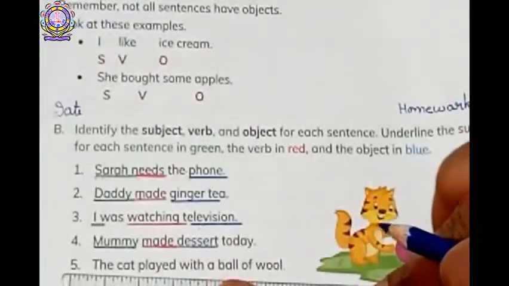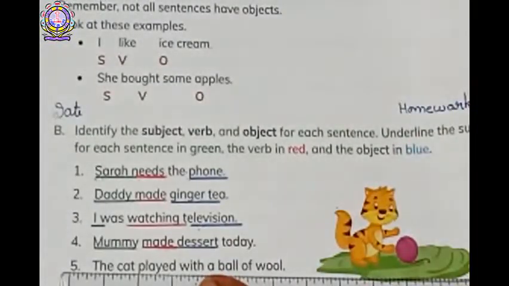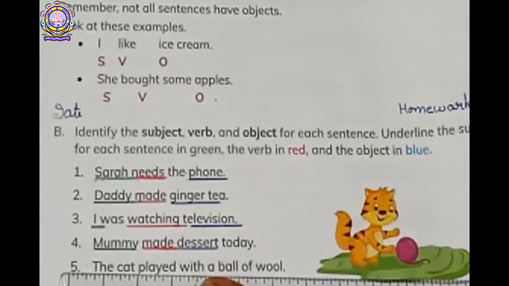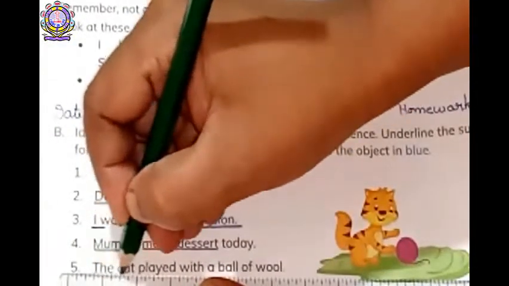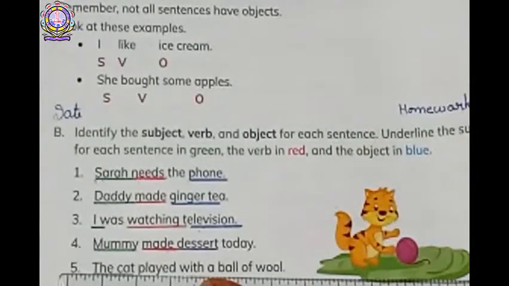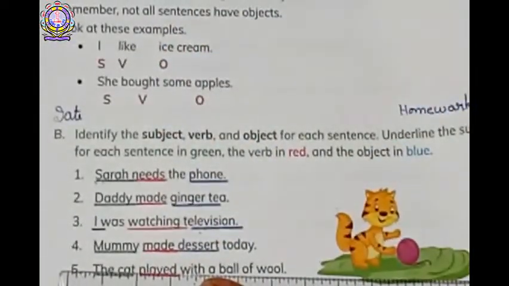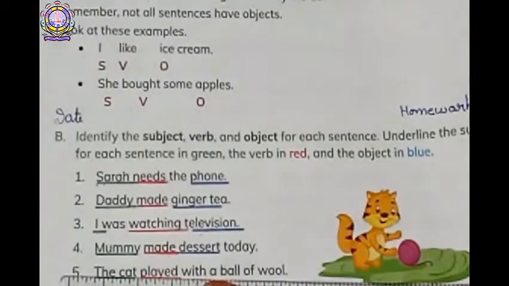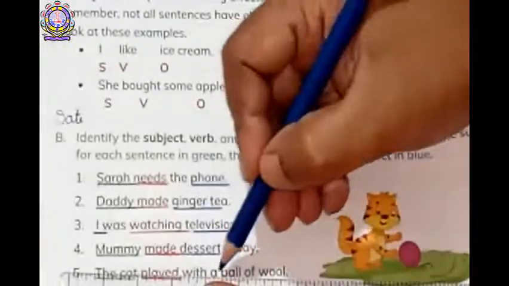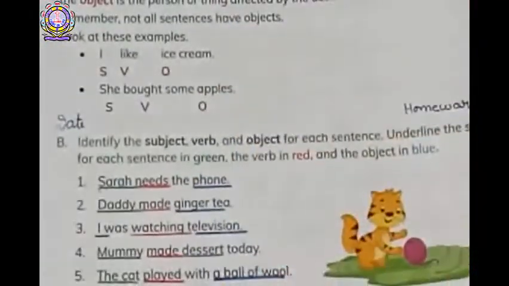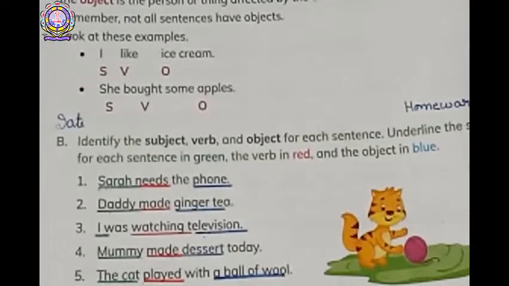Okay, and here last, the cat played with a ball of wool. So the cat is green, subject, played, verb and blue, object, a ball of wool here. Okay students, now your exercise A and B complete.